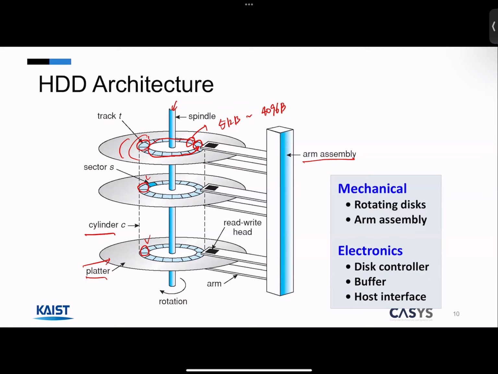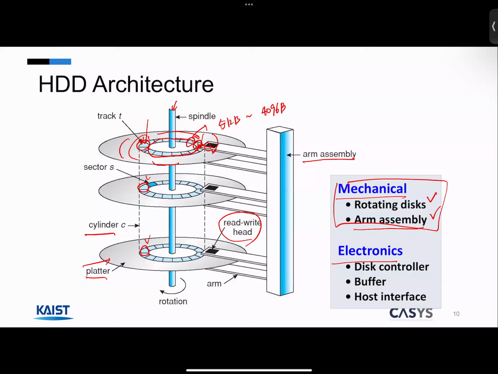Okay. So how do we retrieve data from the hard disk? There are two parts: a mechanical part and an electronics part. If your data is located in some specific track, the hard disk first moves to that track. This is the arm assembly. You place the arm on the specific track, then the disk has to rotate. The disk usually rotates in this direction. On the arm there is the head, and the head reads data located in a specific sector.